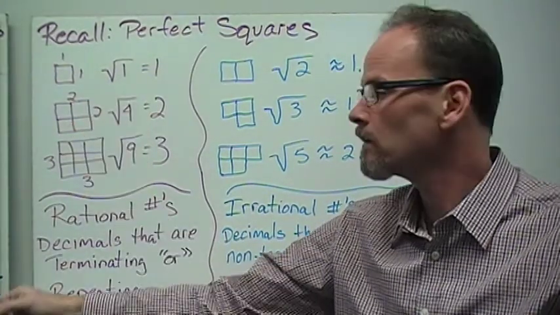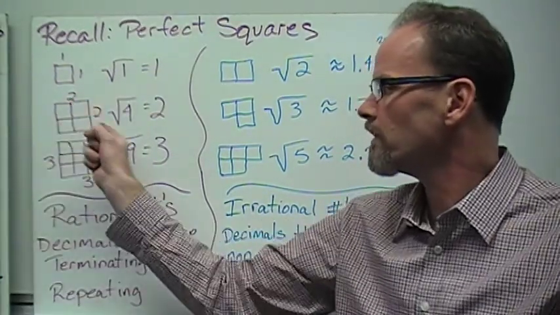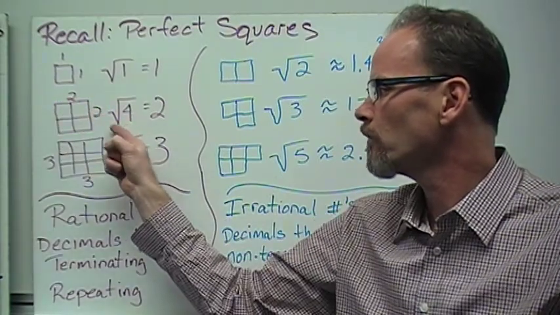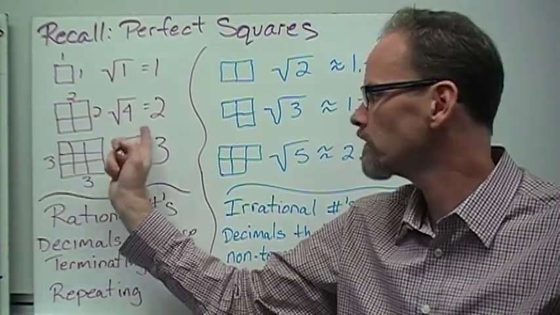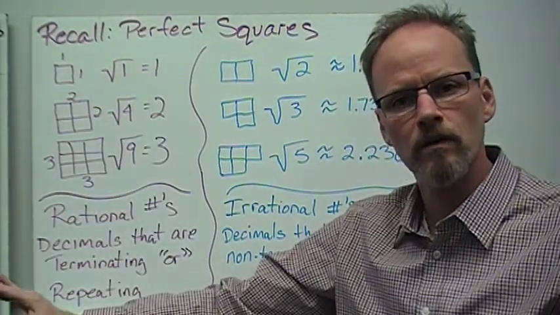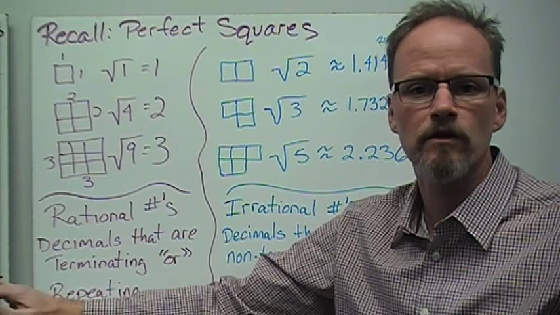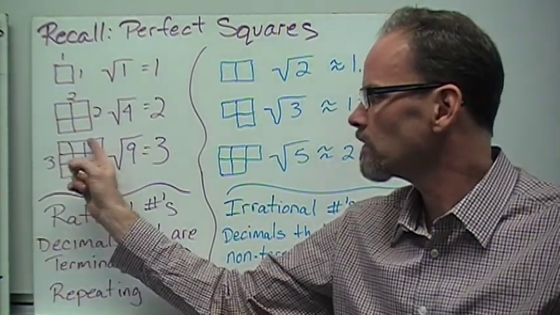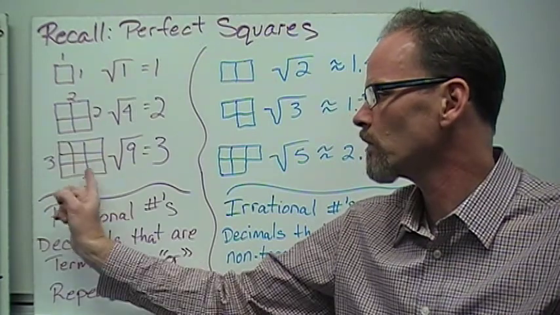4 squares. 1, 2, 3, 4. 2 on each side, because 2 times 2 is 4, and we know that the square root of 4 is 2. Comes out great. If we can think of perfect squares, we can find the square roots if we have those memorized. What is the square or perfect square of this number here?